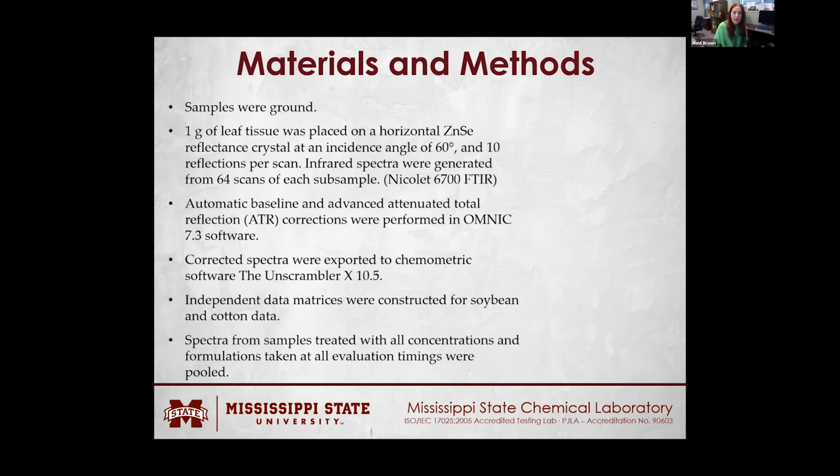We automated the baselines and we attenuated those reflections so that they were corrected and normalized. And that was done using the Omnic software as part of the FTIR system. So these corrected spectra were then exported into our chemometric software. In this particular case, we used Unscrambler. And from that, we were able to develop our models.